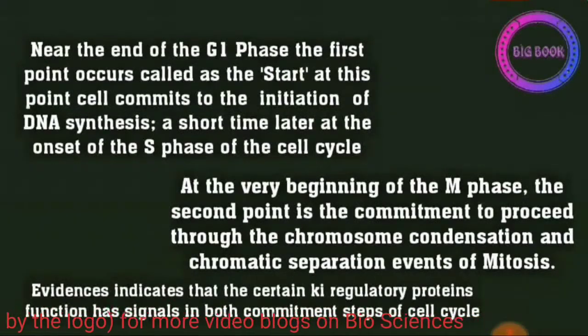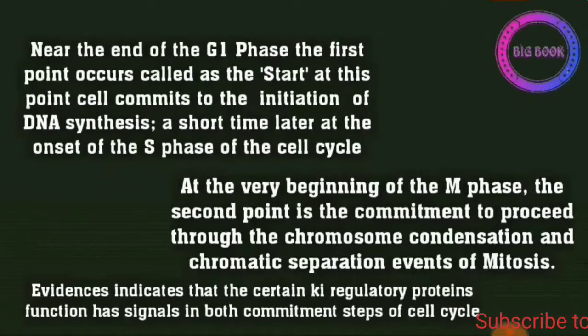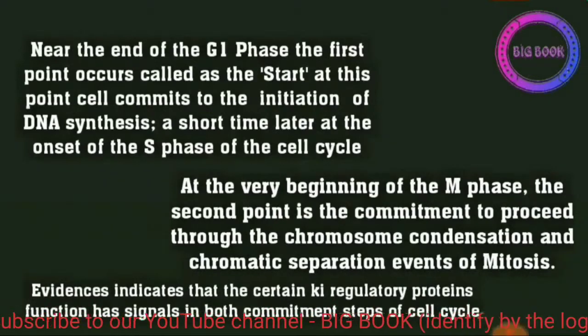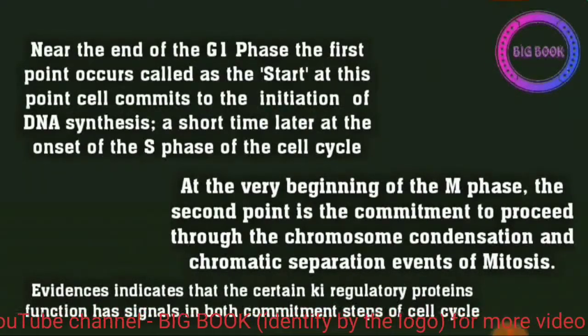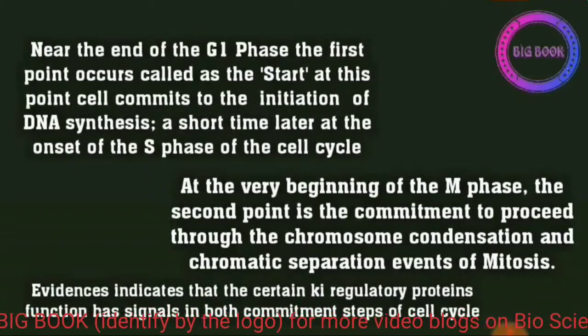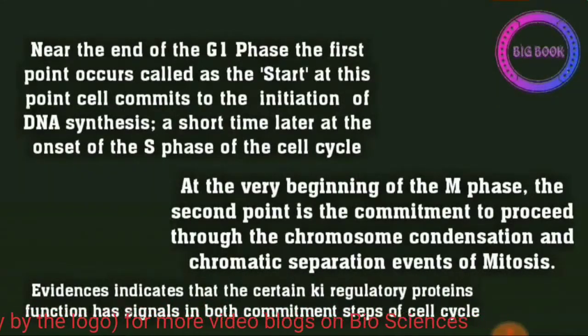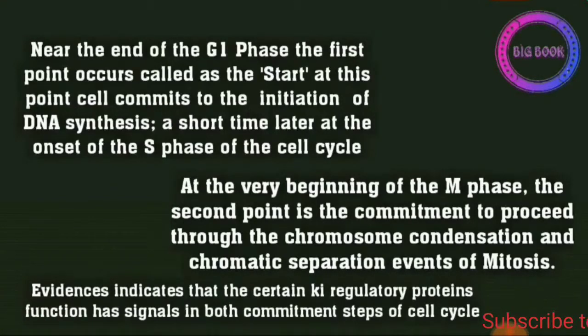So here, at the very beginning of the M phase, that is, at the late G2 phase and at the commencement of the M phase, the second point is where the commitment to proceed through chromosome condensation is going to take place, and chromatid separation events of mitosis are also going to take place.